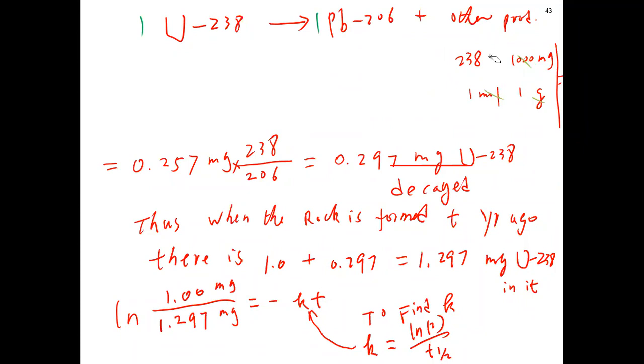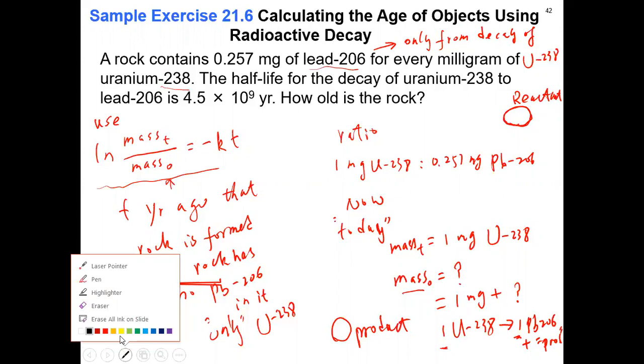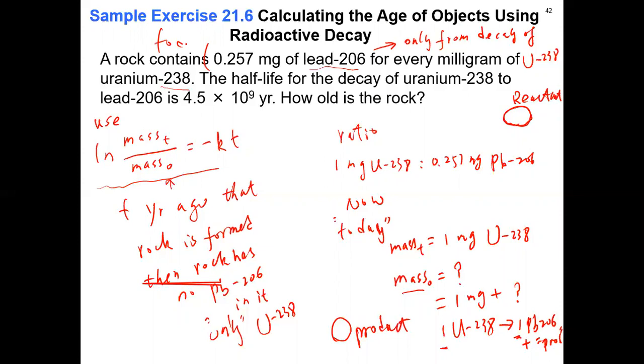I had one question. Okay, go ahead. When you say that the rock is formed T years ago, where do we get the 1 when adding to the 0.297? Okay, that comes from the question. You can see here, a rock has 0.257 milligram of lead for every 1 gram of uranium-238, which means this ratio is what you measured today. Today I measure some grams of uranium-238, and then I also find some grams of lead. Once you divide, you find the ratio: for every 1 gram of uranium-238, this much lead.